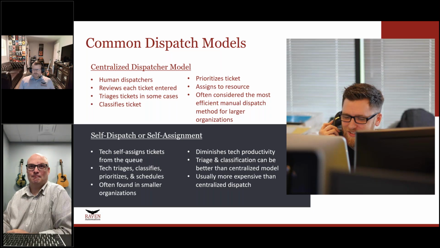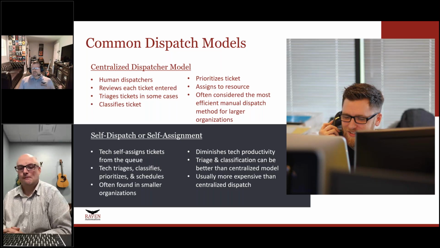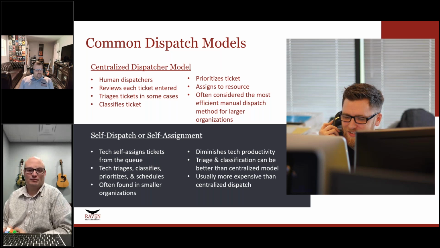The big difference is that in the centralized model, you typically have dedicated dispatchers, and those resources are constantly watching tickets come in. They're reviewing things. They are making sure that you have tickets prioritized accordingly. Whenever possible, they're classifying tickets with either categories or types and subtypes, depending on your PSA. They're going to look at and manage calendars for your resources and assign those different tickets to resources.